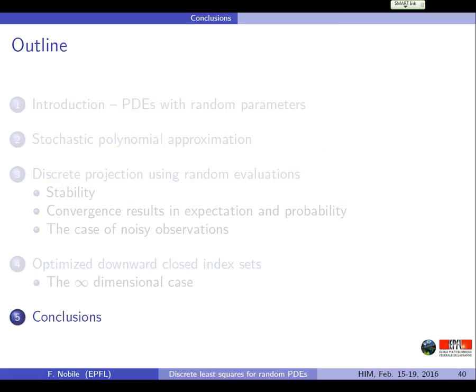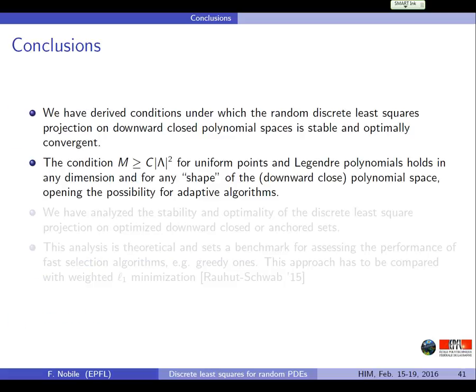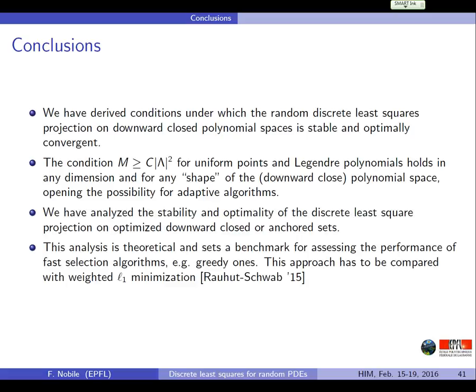So to come to the conclusions, in the first part it was just least square minimization on a given set, and we showed that, for instance, for uniform points and Legendre polynomials, we should keep quadratic scaling. And in the second part, we looked at this more theoretical question of finding also the optimal monotone set or anchored set.